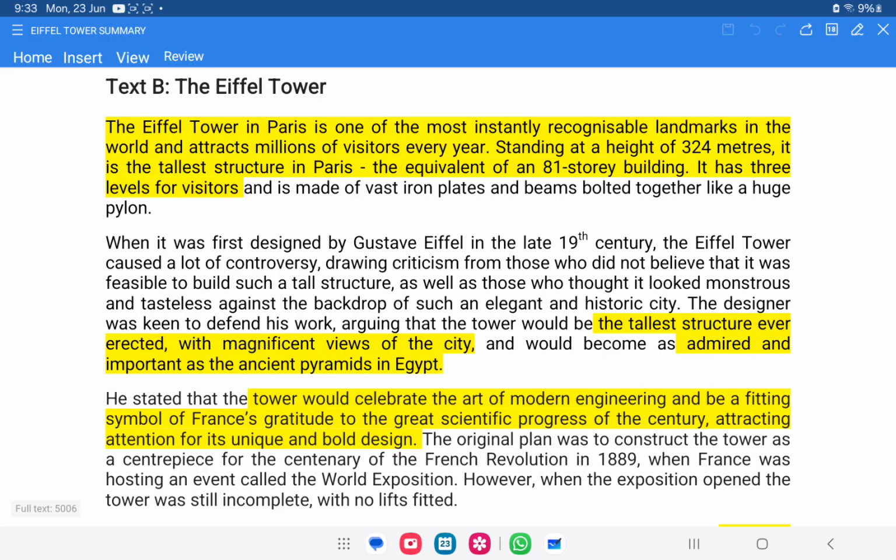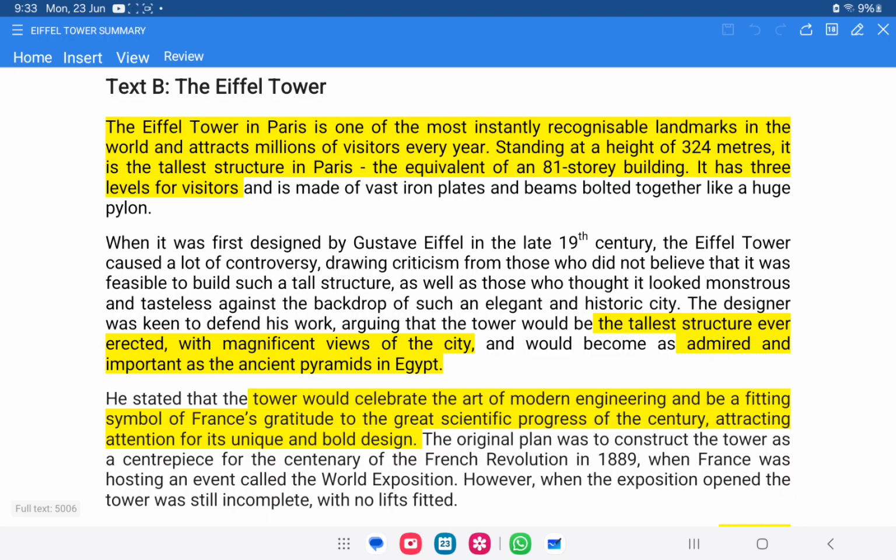Now sometimes there is something that might not look like an advantage, or might not look like a positive point, or something you feel, okay, what does height have to do with this, or what does this 81-story building have to do with this, or 3 levels for visitors. While writing, we are going to make it like this: they must look like the positive points of something.